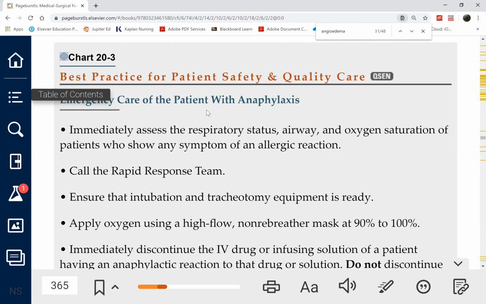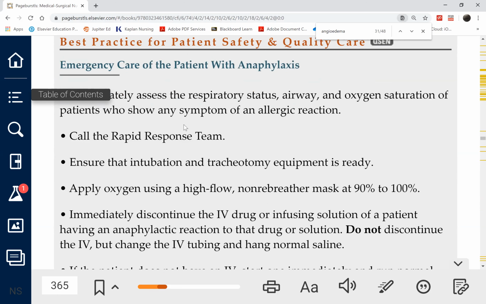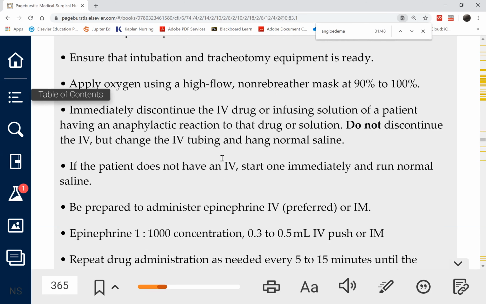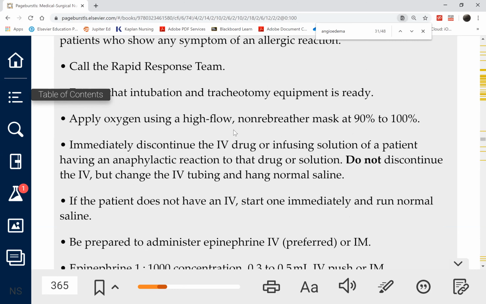Sorry. So it's 20-3 are your interventions. In this particular order, you assess airway, then call for help, and then ensure that the crash cart is nearby because you may need to intubate the patient, give oxygen, and then we give epinephrine. If they don't have an IV, they should have one.